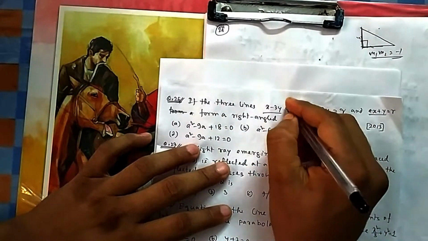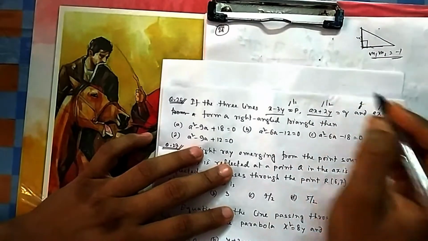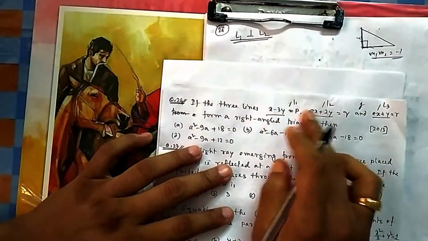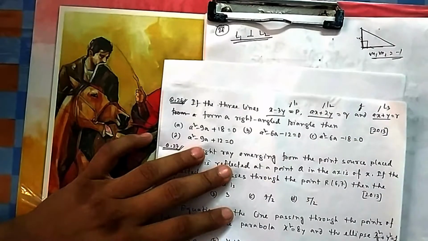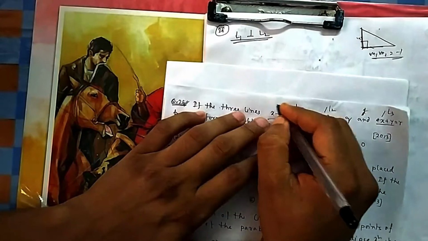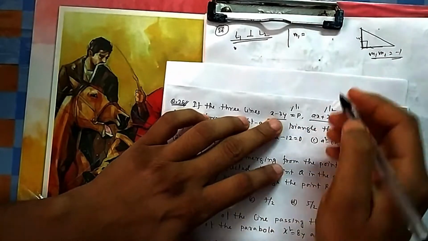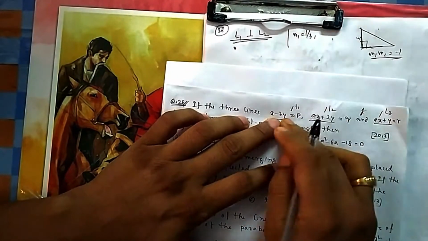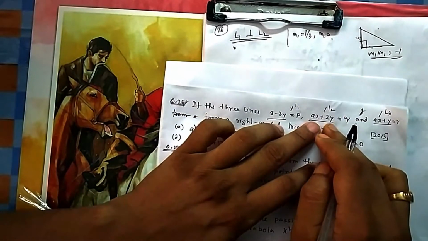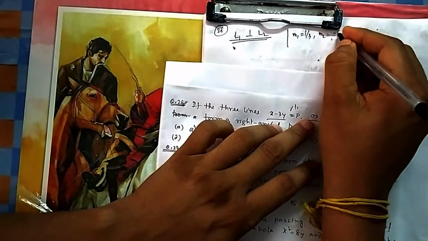So suppose this is L1, this is L2 and this line is L3. Suppose first L1 is perpendicular to L2. So the product of their slopes should be equal to minus 1. So let me write m1, m2, m3 side by side, so that while solving it becomes easy. m1 is equal to 1 by 3. From here you write y equal to something, then you know how to find the slope. And what is m2 here? You keep y on one side and the rest on the other side, so it is minus a by 2.